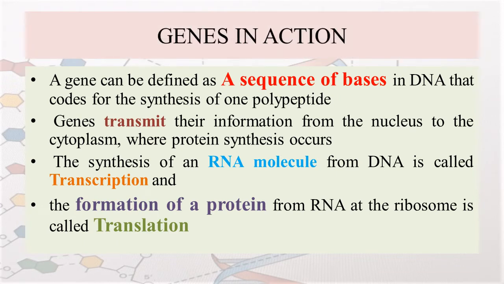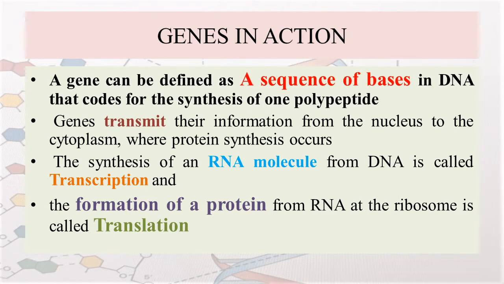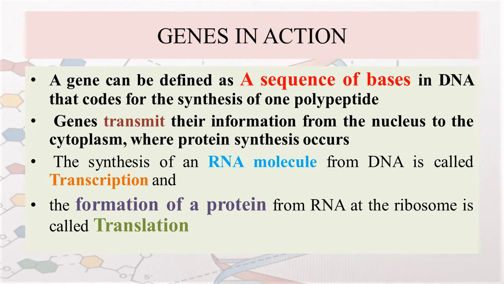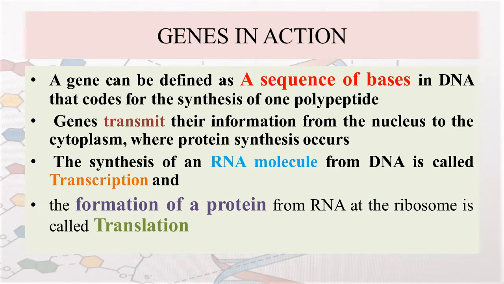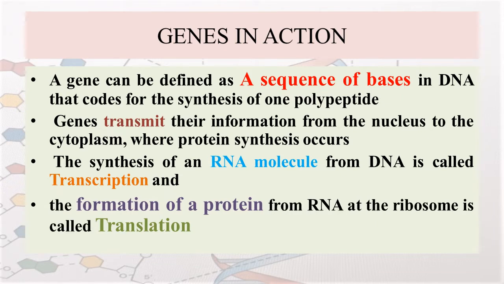Now we'll study genes in action, how the protein synthesis process takes place. A gene can be defined as a sequence of bases in DNA that codes for the synthesis of one polypeptide chain. Genes transmit the information from the nucleus to the cytoplasm where protein synthesis takes place. The synthesis of an RNA molecule from DNA is called transcription, which is the first step towards the process of protein synthesis. And the formation of a protein from RNA at the ribosome unit is called the translation process, which is the second step in protein synthesis.